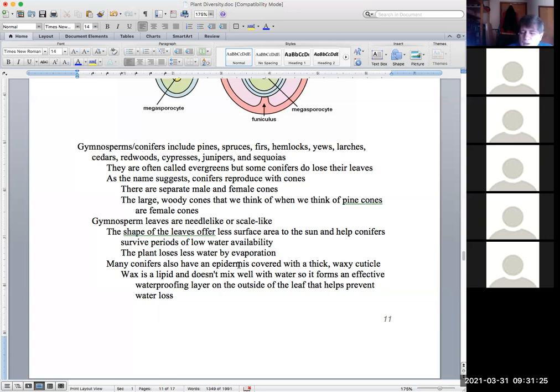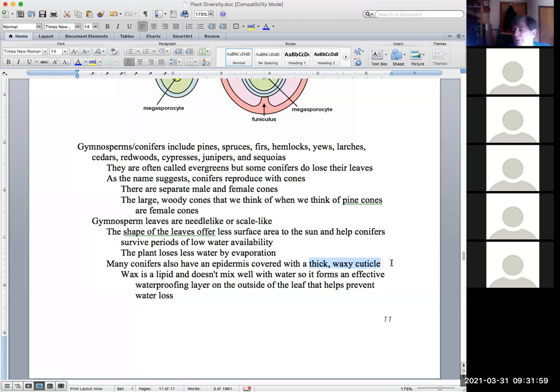Now, how do conifers, how do gymnosperms minimize the amount of water that they lose? Well, their leaves are covered with a very thick, waxy layer called a cuticle. And remember that wax is a lipid, and we know that lipids don't mix well with water. So one of the things that we often see in nature is when living organisms have to waterproof something, they use wax. So this prevents some of the water loss.